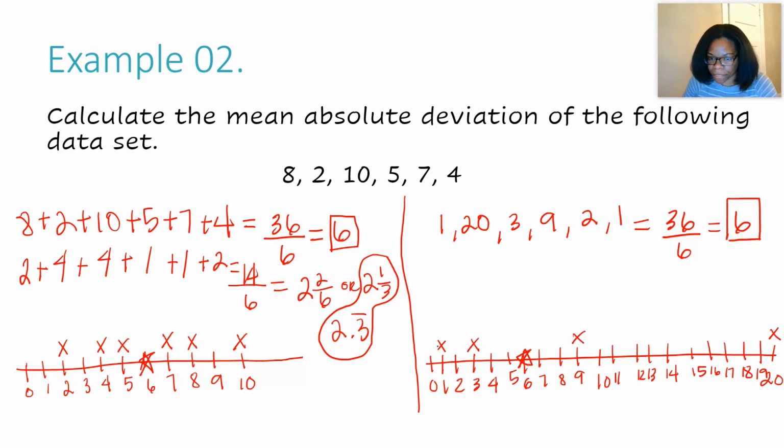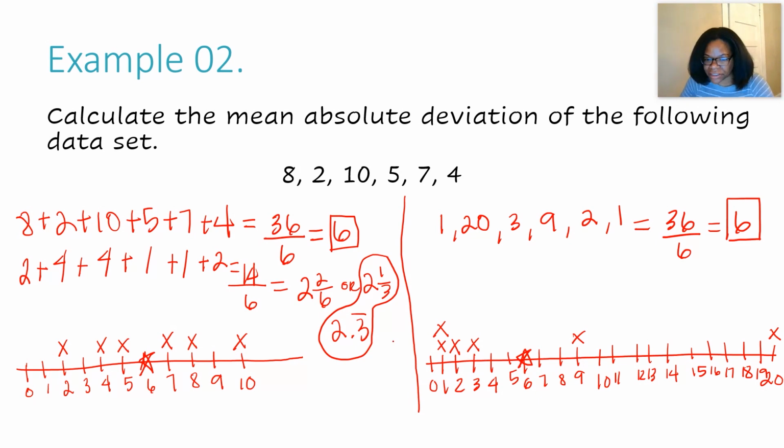9, 2, and 1. I have another 1. So I'm going to put it on top. Let me make sure I have 6. 1, 2, 3, 4, 5, 6. Okay. I want to make sure I didn't miss a number. Now, I'm going to calculate the mean absolute deviation based off of this number line, okay?